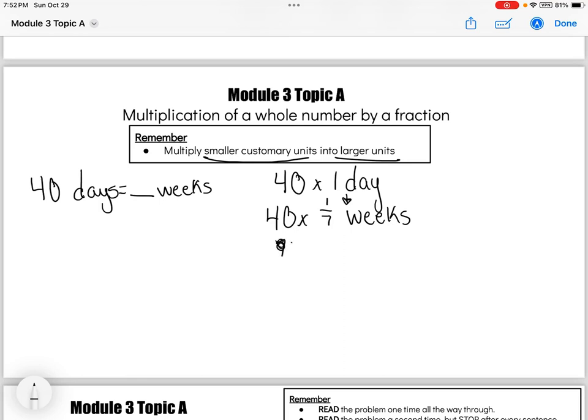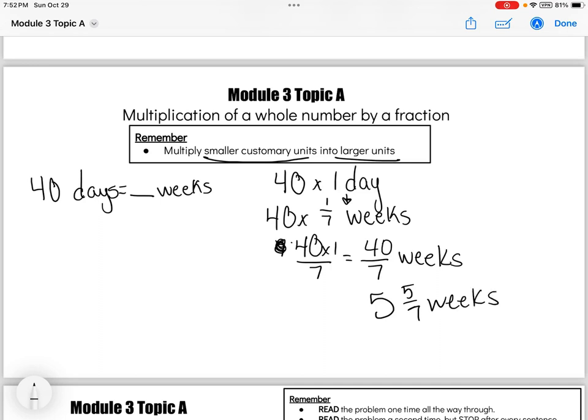So 40 times 1/7 is 40/7. Again, you do not have to convert that. You can leave it just as it is. But what I like to tell the kids is, do we go around saying, oh, I have 40/7 weeks left to meet my AR goal? No, we don't say that. In turn, what we say is 5 5/7 weeks. But on the test, either answer is acceptable.